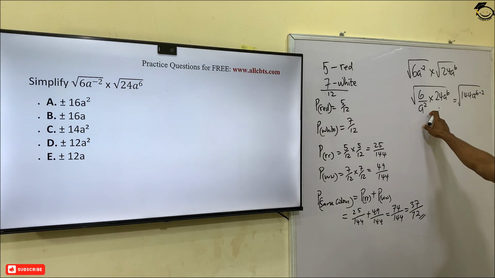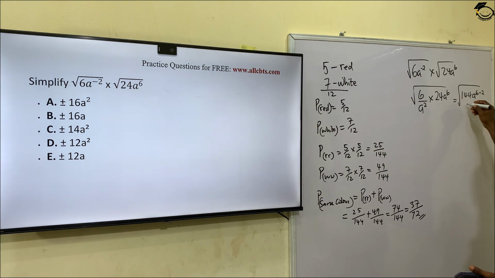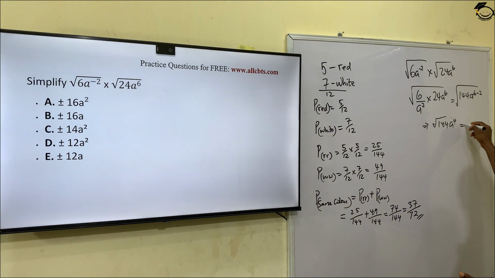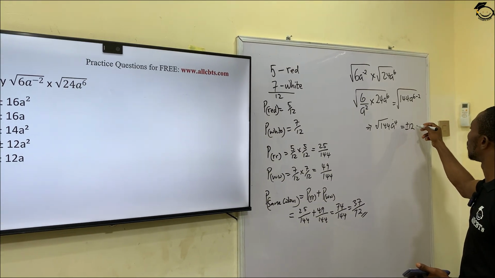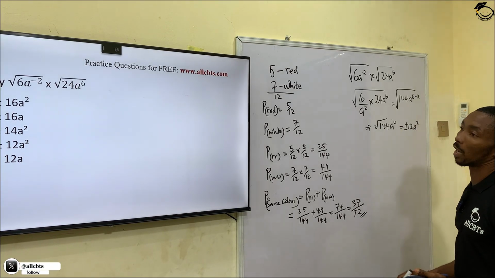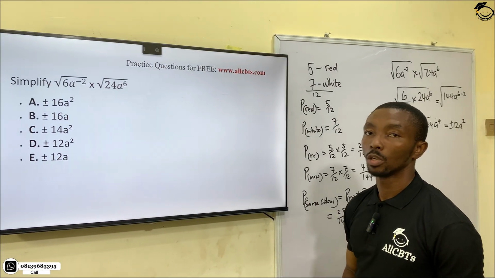Now, applying our law of indices here, this becomes 6 minus 2. So this gives us root 144 a raised to power 4. Now, the root of 144 will be plus or minus 12. The root of a to the 4 will be a raised to power 2. So our answer will be plus or minus 12 a raised to power 2.